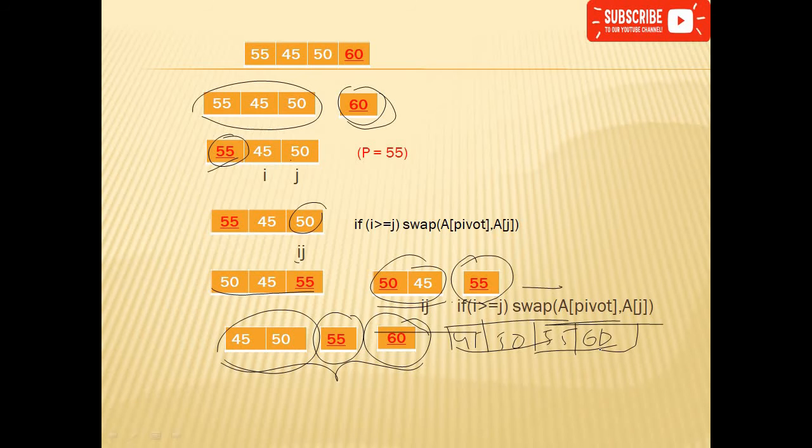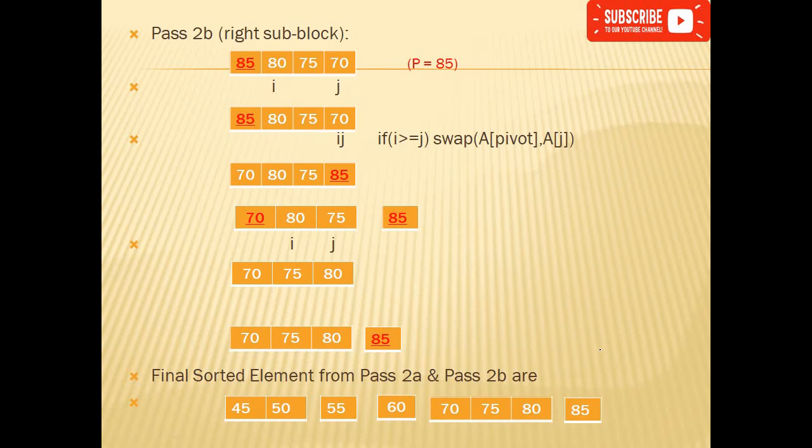When you observe this, 4 elements are in sorted order, which means the left side block is completed. Then you should concentrate on the right hand side block. Same for the right hand side also. So on the right hand side, I assumed 85 is the pivot element. Then what is the process? I need to find a greater than element from i, the pivot towards i, and a less than element of the pivot towards j.